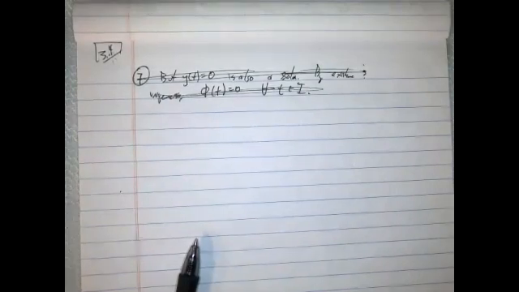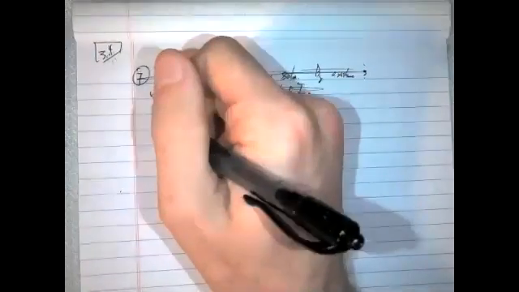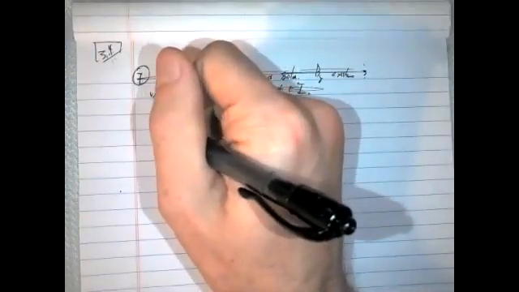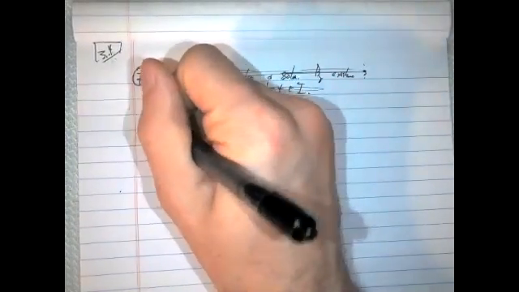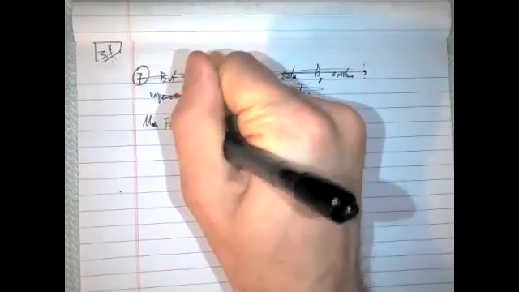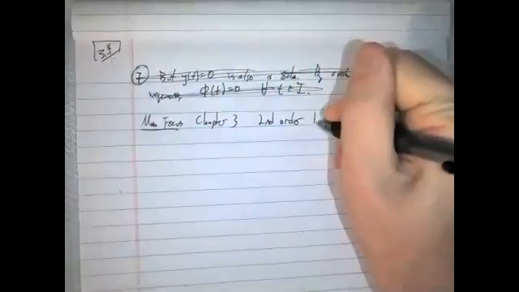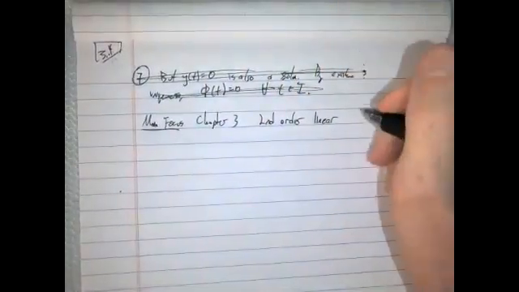My intention for what we should cover is as follows. Today we're going to essentially finish our work in chapter 3. So the main focus is chapter 3, which is second order linear differential equations.